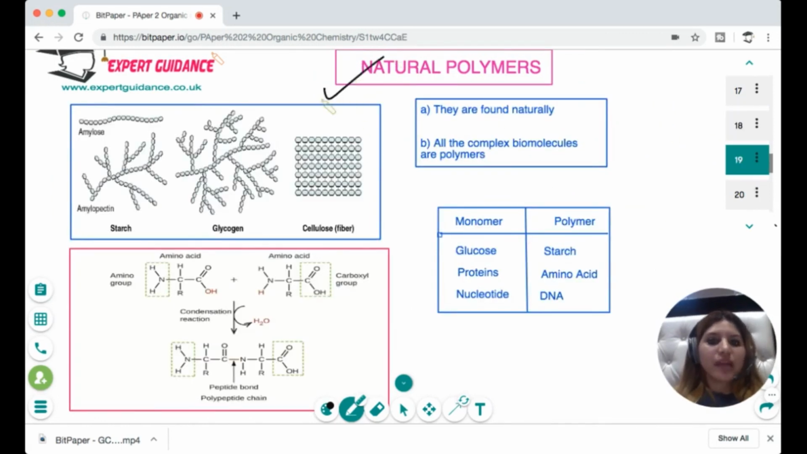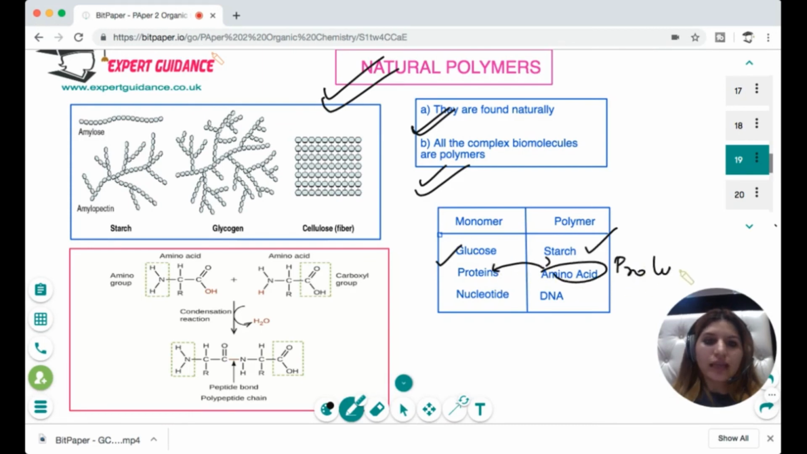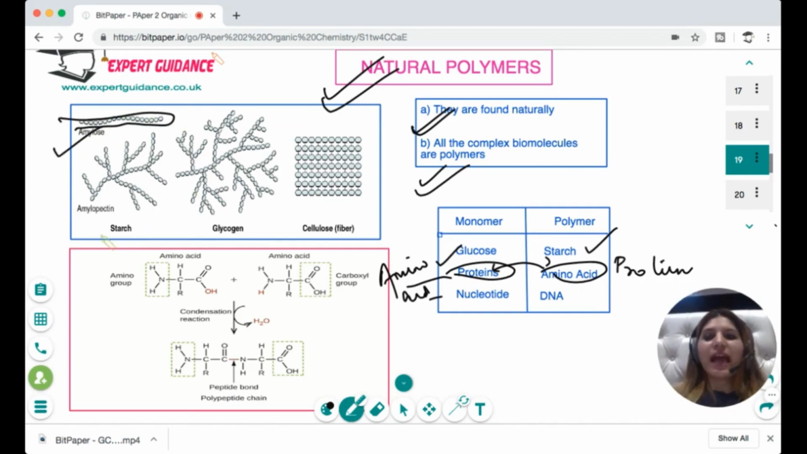Now we have some natural polymers. They are found naturally, for example complex biomolecules. Starch is a polymer made up of glucose, and protein is also a polymer made up of amino acids. So it's the other way around: the polymer is the protein and it is made up of amino acids, and DNA is a polymer made up of nucleotides. So you can see this is an individual glucose unit. Either they join in a straight chain or a branched chain and give rise to starch, glycogen, or cellulose, which are the natural polysaccharides. And these individual glucose units are the monosaccharides.